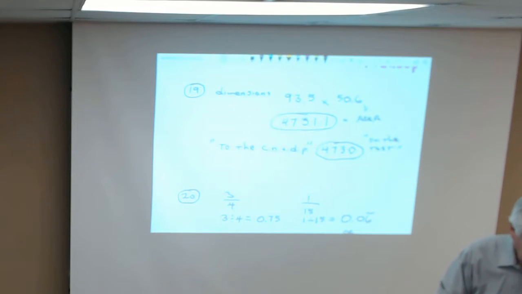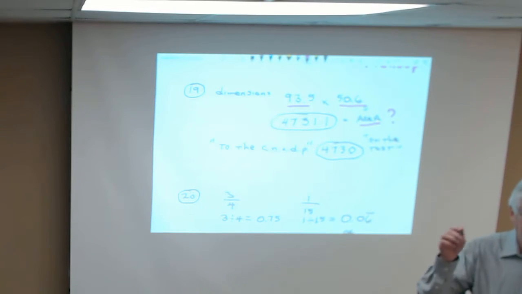Number 19. The dimensions of a college basketball court are 93.5 by 50.6. What's the area? Now, do you know how to calculate area? Do you know that? The length times the width. If you don't know that, put that down. Area is length times width. So you multiply these two numbers. And what do you get for an answer?